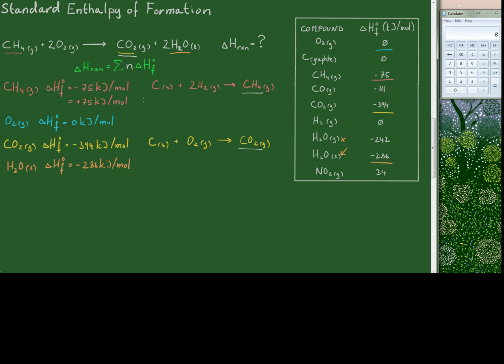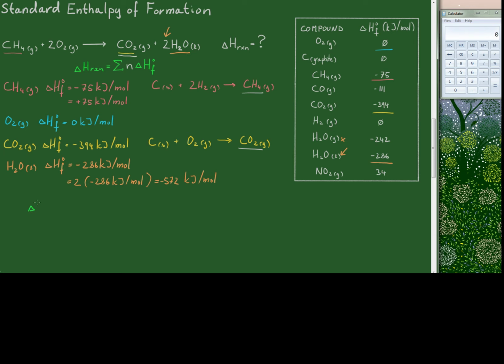Now, the next thing that you have to be careful about here is that there are 2 moles of water. That means that we will need to multiply this value by 2, because for 1 mole of reaction, if you wish, we need to take into account 2 moles of water. So it's going to be 2 times 286 kilojoules per mole, which gives us negative 572 kilojoules per mole. So those are all of our components, and now we just need to add them up.